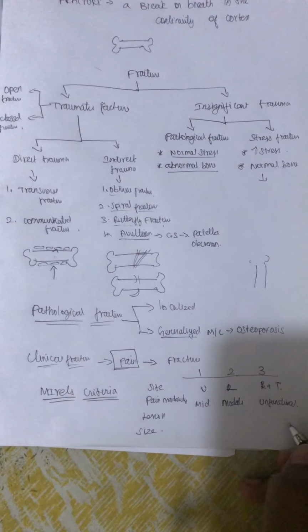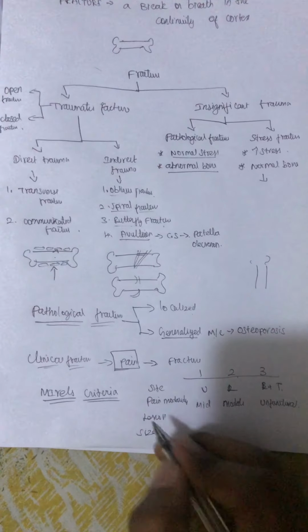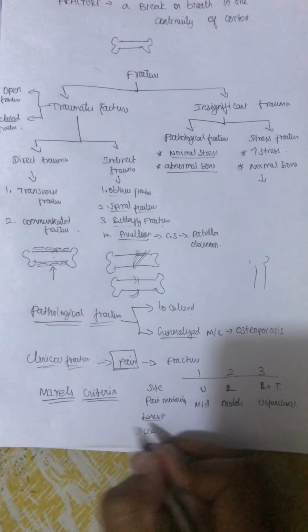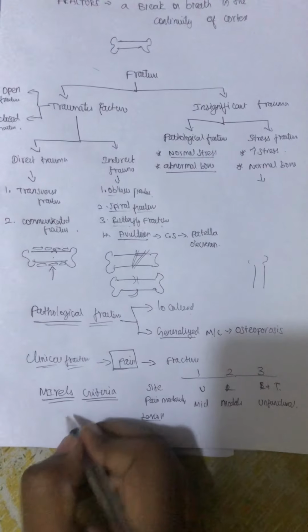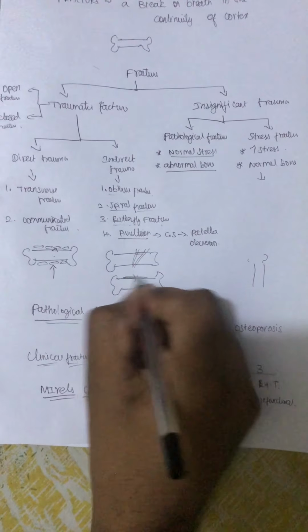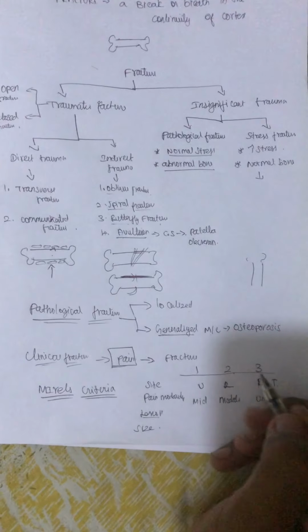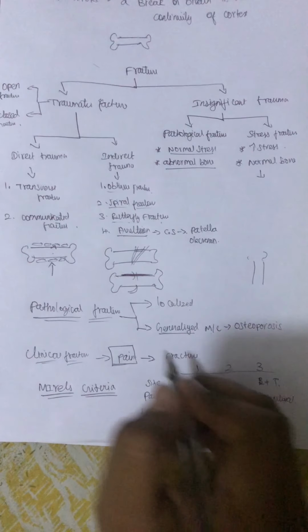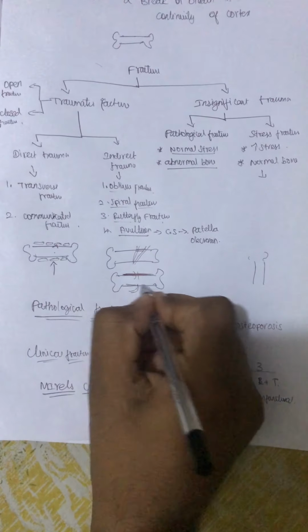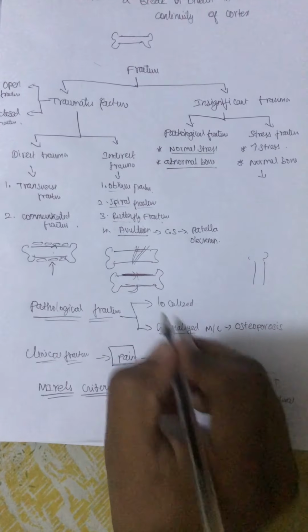Then we will see the lesion. As I said before in the last lecture, the lesion can be of 2 types in the bone. The one is thickening of the bone, which is due to the overaction of the osteoblast. Then the second is the thinning of the bone, which is due to the osteoclast overaction.